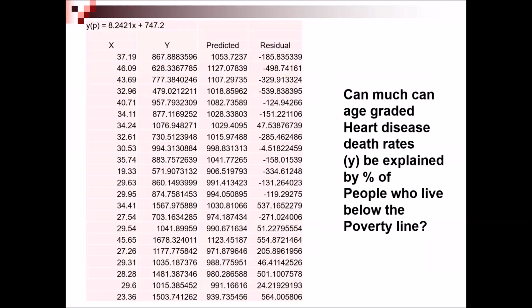Meaning X is the percentage of people who live below the poverty line, Y is age-graded heart disease death rates. And so I just ran it through this in Excel. I get a nice little equation. This is Y equals 8.21 X plus 747, which basically means that if the poverty rate is 0, then the heart disease death rate is 747.2. That's all that it means.